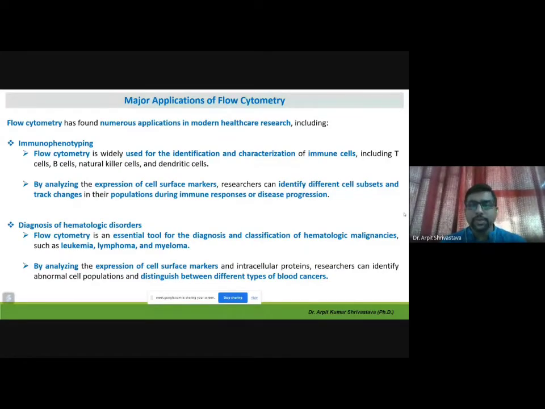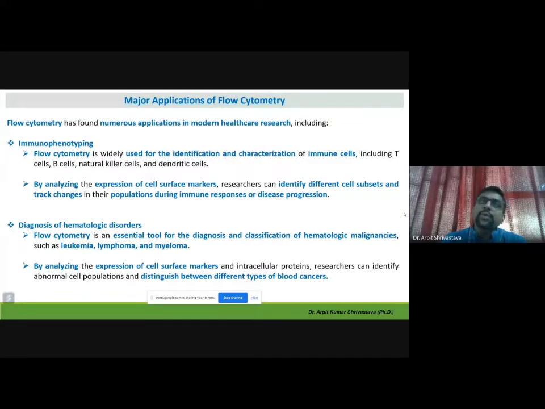That is the very major important one. What does immunophenotyping mean? Flow cytometry is used for immunophenotyping, meaning characterization of different immune cells: which cells are present in a particular cell population and which cells are not present. So it is very important. By analyzing the expression of different cell surface markers, we can identify the different cell populations and track these changes in populations during the immune response or disease progression.